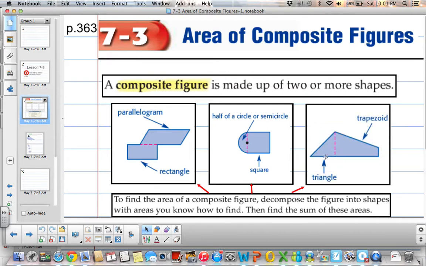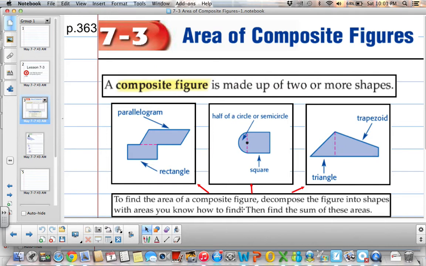And then here we have a triangle, and we also have a trapezoid. And it's kind of flipped a little bit, but this line right here and this line are the bases because those are the parallel lines. And then we have our two other sides. So this one is broken up into a triangle and a trapezoid.